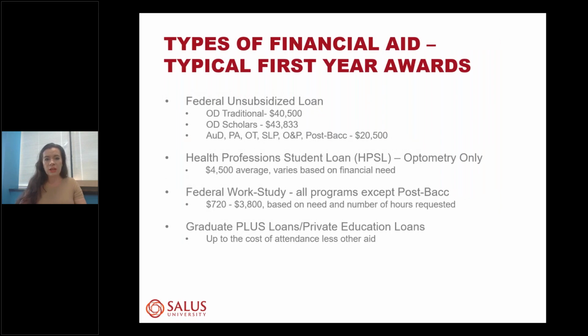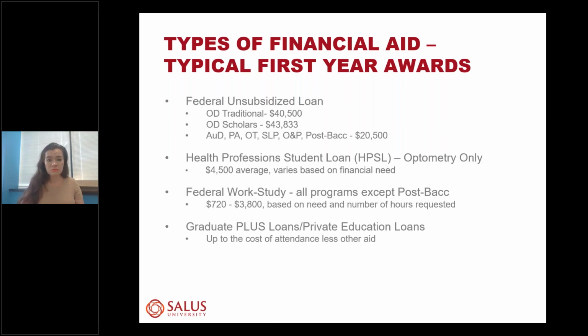Okay, and types of financial aid. So again, as I said, for the direct unsubsidized loan, first year optometry students are going to be eligible for $40,500. First year optometry scholar students are going to be eligible for $43,833. All of my other graduate programs are going to be eligible for $20,500.